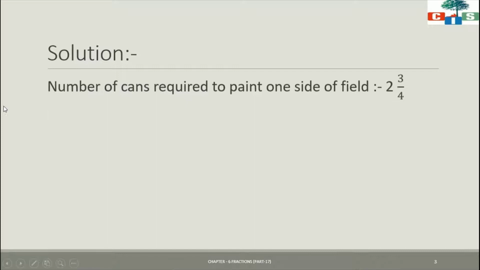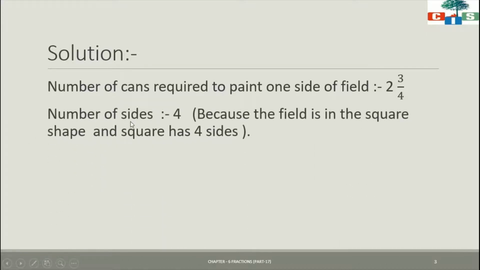The first statement is: number of cans required to paint one side of the field. How much is required? 2 3/4, it is given in the story. Now the next statement, how many sides? The number of sides is equal to 4.